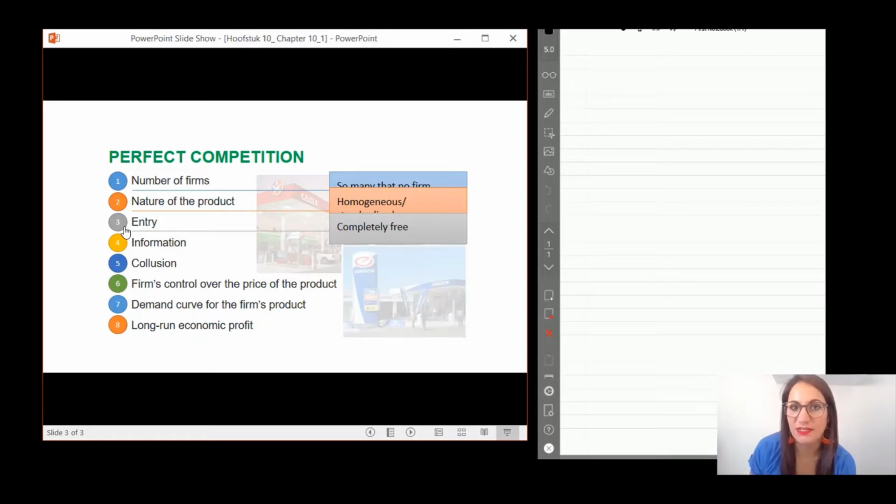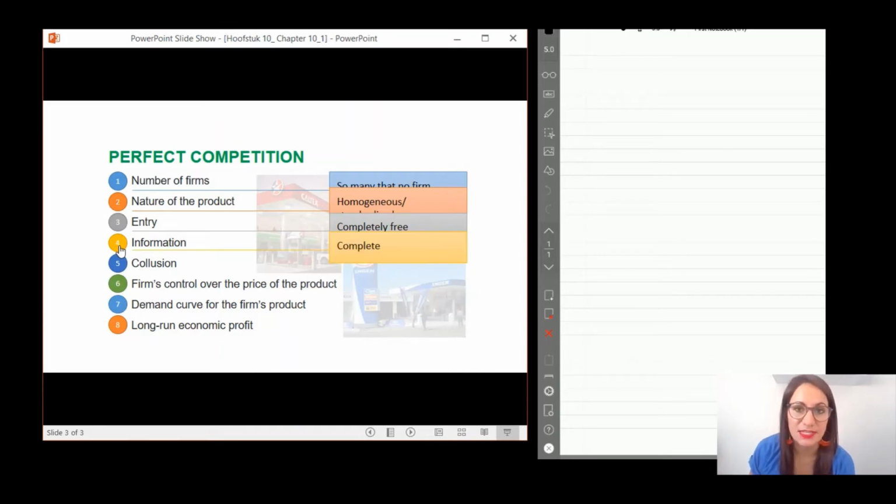Entry into the market, into the fuel market, for instance, is free. There is no restriction on someone to put up an Engen garage around the block from you. You can do so if you would like, and if you want to close your fuel station and exit the market, you are also willing and free to do so.